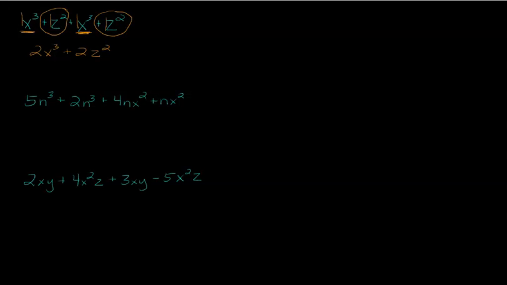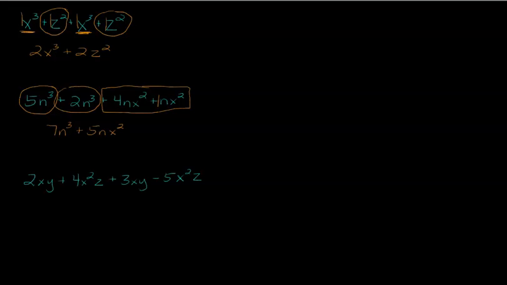All right, what about this one? All right, here we have an n to the third. Here we have an n to the third. These two are nx squareds. So we can put these two together. Okay, they're exactly the same. All right, the exponents are the same and everything. All right, so 5 plus 2 is 7 n to the third. All right, and then we have 4 plus 1, 5 nx squared. And that's as far as you can go.